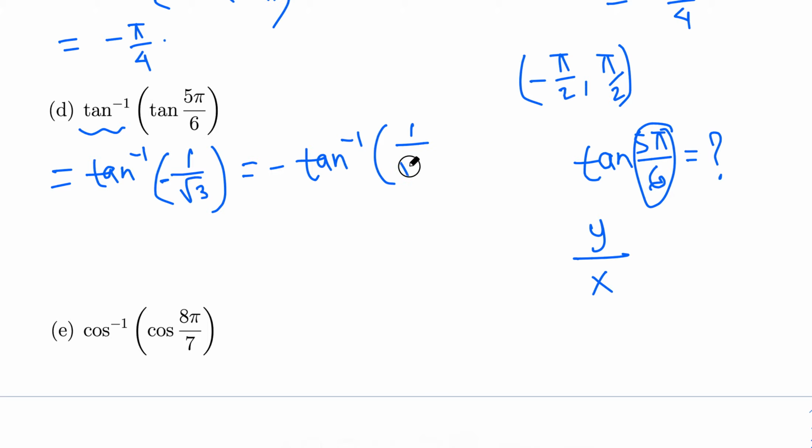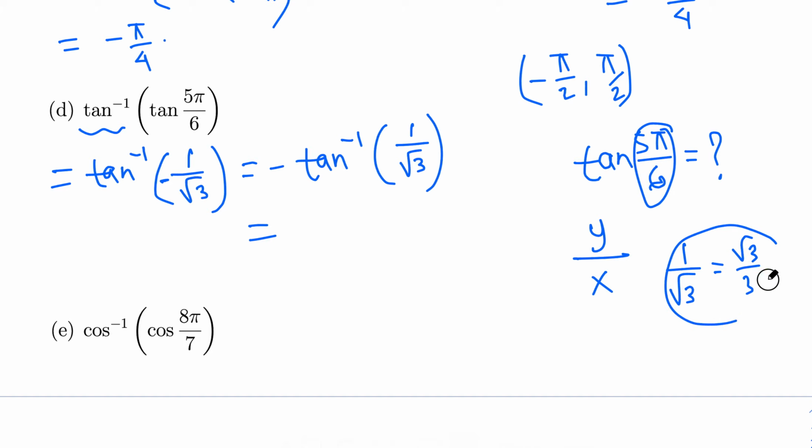Tangent inverse of 1 over root 3. And by the way, 1 over root 3 we can rewrite, if you like: if we multiply top and bottom by root 3, we get root 3 over 3. These two fractions are the same. But this one, if you look at the first quadrant, is something like pi over 6. At pi over 6, if you divide y by x, because tangent is the ratio of sine and cosine, at this angle you're going to get 1 over root 3. So minus tangent inverse of 1 over root 3 is just negative pi over 6.